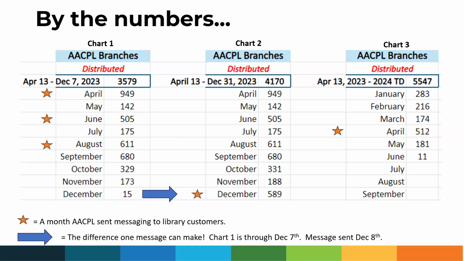You'll see that every time we have a message sent out, we have at least 500 gun safety locks that have been picked up by residents. And a great example is down at the bottom on chart 1, where in December 2023, you'll see that there were 15 gun safety locks issued as of December 7th. A message from the library went out on the morning of December 8th. And then the health department also had that WellBe message that went out at the end of December, which resulted in 589 gun safety locks being issued for that 1 month.